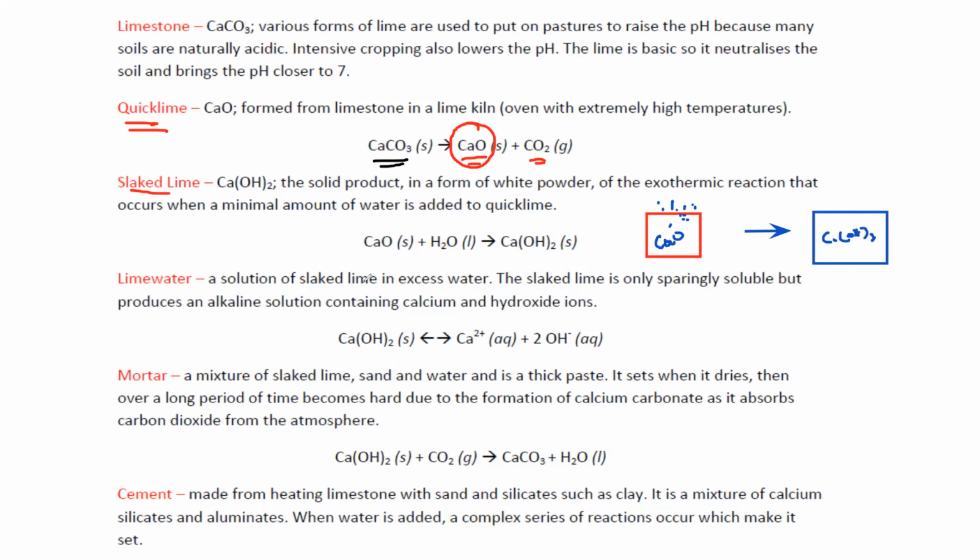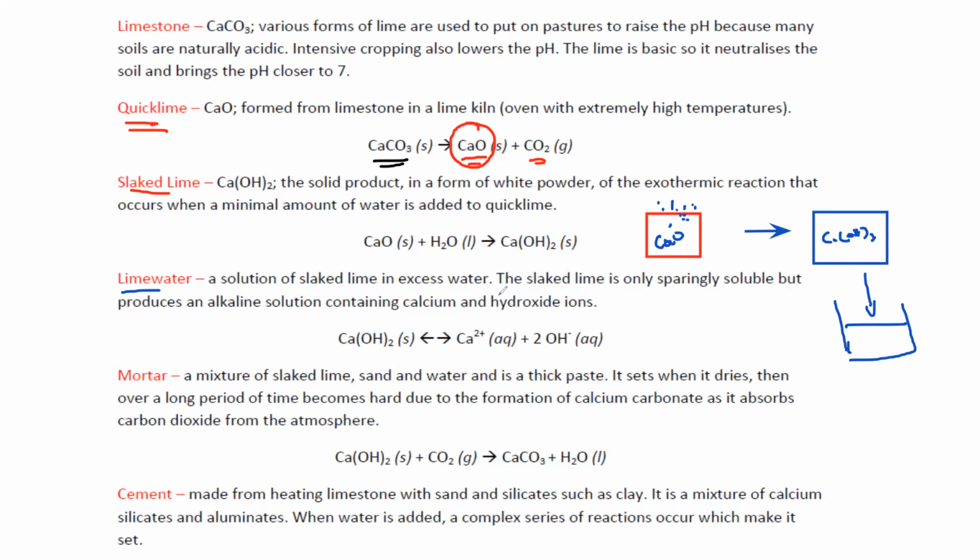And when this solid calcium hydroxide dissolves in water, like we mix it in water, it becomes aqueous calcium hydroxide, and we call that lime water. So lime water is basically aqueous calcium hydroxide, where solid calcium hydroxide is known as slaked lime.